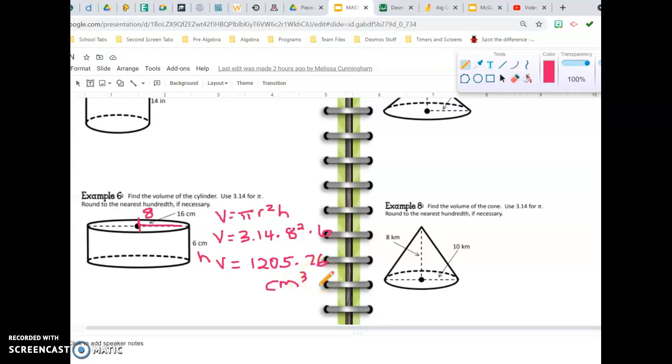Okay, so if you need to pause and finish any of those, you need to have examples 5 and 6 completed on the left-hand side.